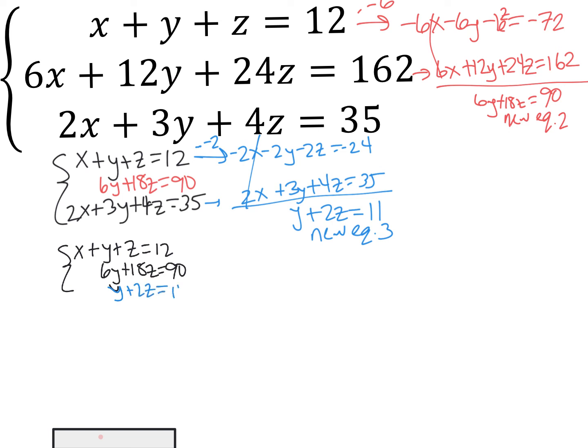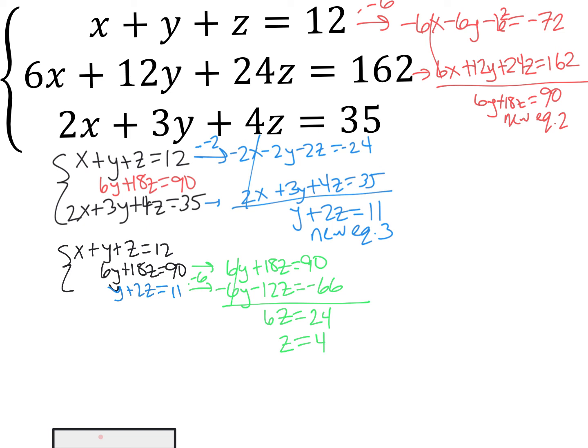Now, which looks easier to eliminate, y or z? I don't feel like it really matters. I'm going to eliminate y because the numbers are smaller, so we'll multiply equation 3 by negative 6. So negative 6y minus 12z equals negative 66, and recopy equation 2. Add down. 6z equals 24. So z equals 4. So that means we have 4 packs of 24.